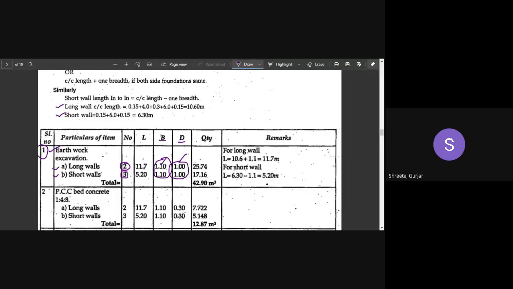So coming to your length, for long wall, we have to add the width, and for short wall, we have to reduce the width from your respective center line length. So when we are calculating the length of long wall, we have to add the width to the center line length of the long wall. Center line length of my long wall is 10.6. So 1.1 I have to add, so it will be 11.7 meters. So 11.7 is here, I have written.